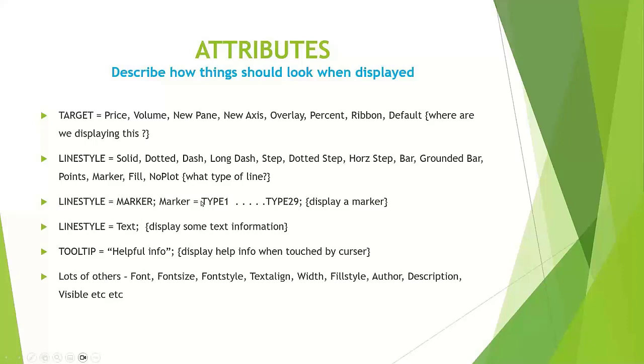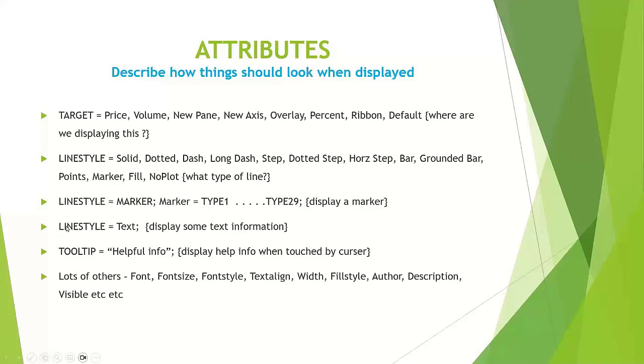And then you say which type of marker you want to make it. Type 1 just puts a 1 on the chart. Type 2 puts a 2 on the chart. Type 13 puts an up arrow. Type 14 puts a down arrow. So this combination of line style equals marker and a marker type allows you to stick a label onto the chart somewhere. We'll see how you put it where you want it.